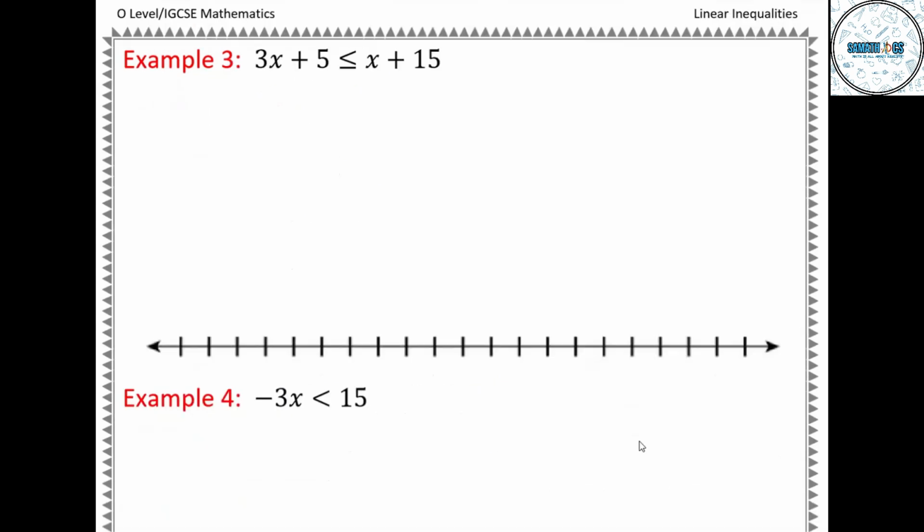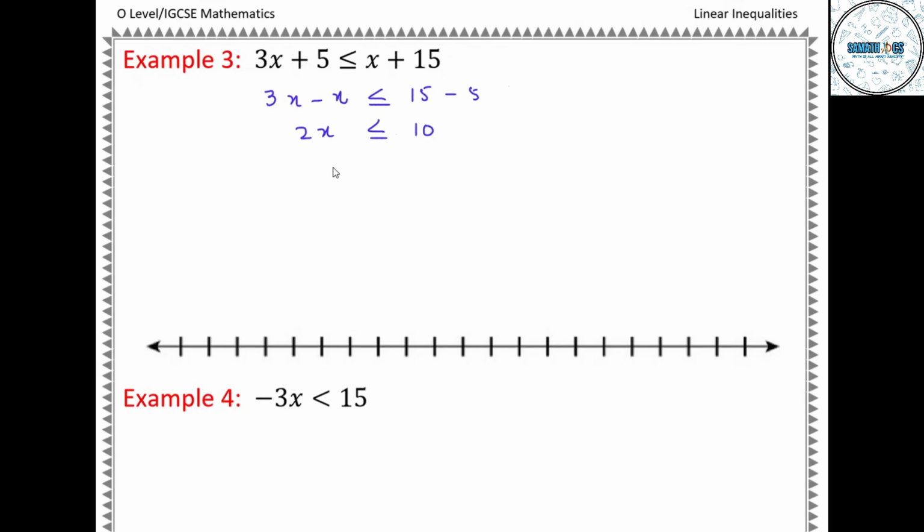Another example, we have here 3x plus 5 is less than or equal to x plus 15. So first of all, we will take x on this side and 5 on the right hand side. So 3x minus x is less than or equal to 15 minus 5. It is positive here. On that side, it will be negative. It is positive here. On this side, it will be negative. So 2x is less than or equal to 10.